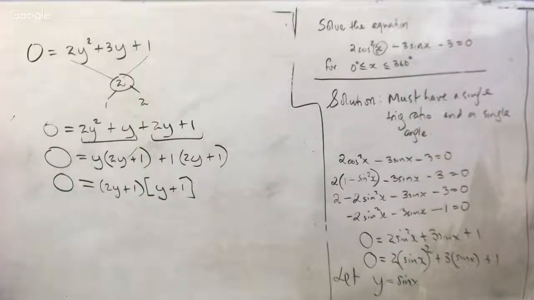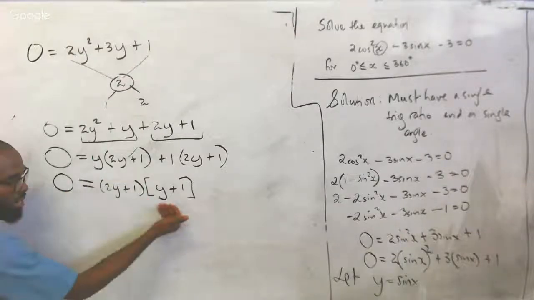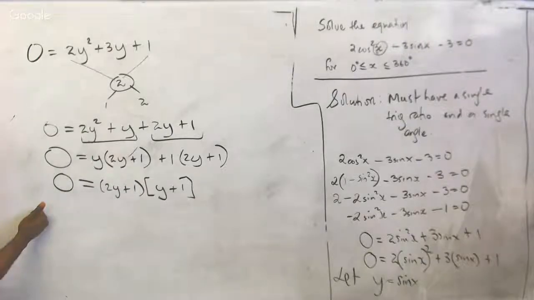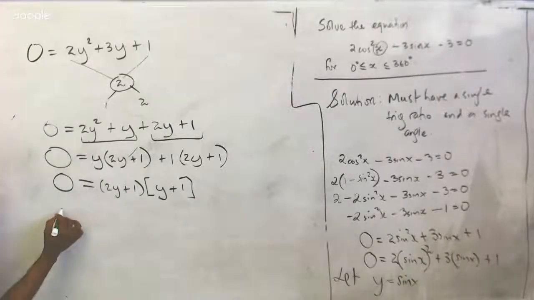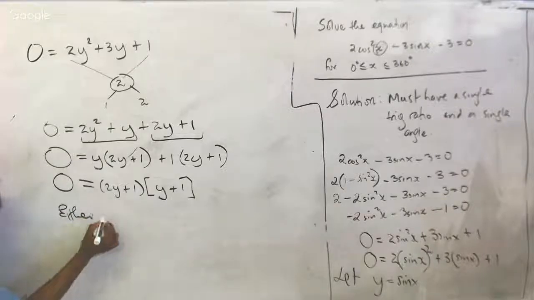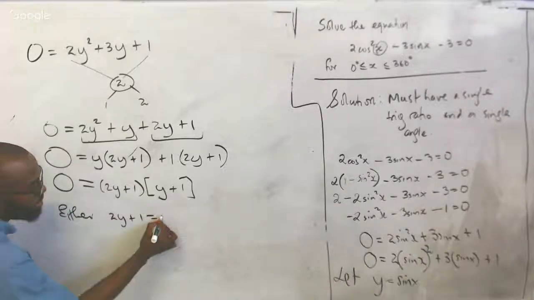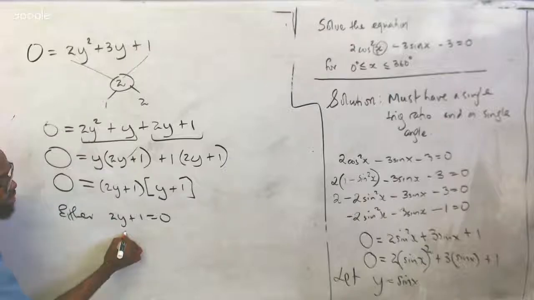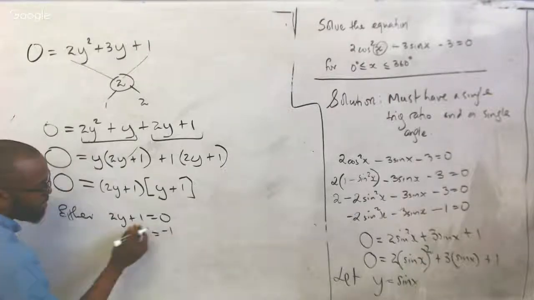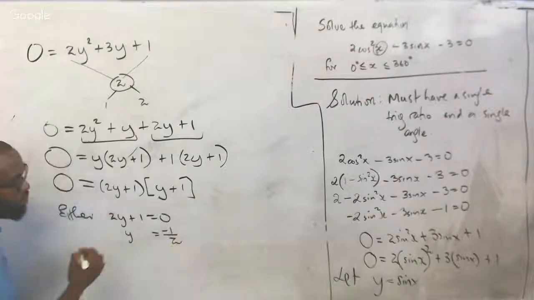Is that true? Then I remember that if I multiply two things that give me 0, either one of them must be 0. That's all? So either 2y plus 1 equal to 0. Therefore, y equal to -1. I bring over the -1. Divide both sides by 2, -1/2.